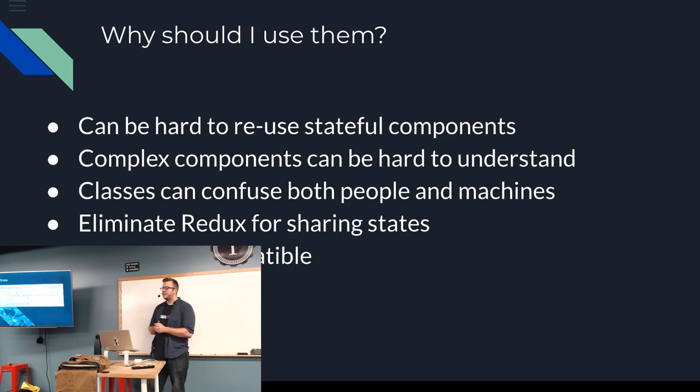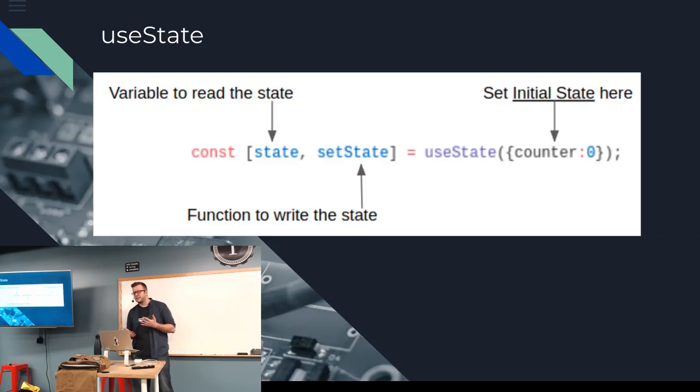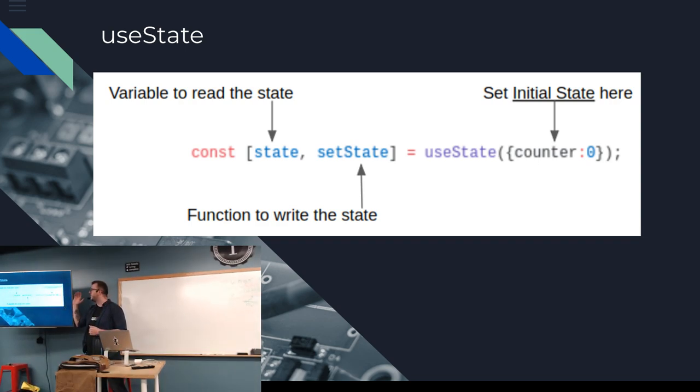Now, since we're not using classes or constructors or this, we actually need a new way to add and manage state inside our components. With React hooks, there's something they give us called useState. useState takes in a single argument, which is the initial value for the state, and it returns an array with the variable to read the state and the function to write the state if you want to update it later on.